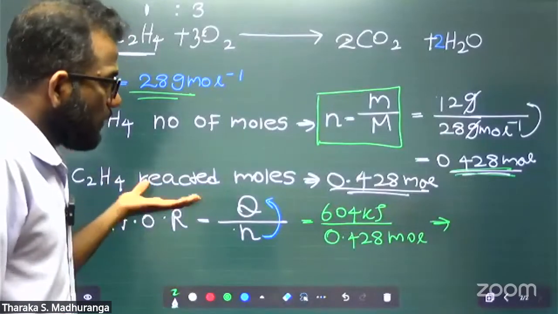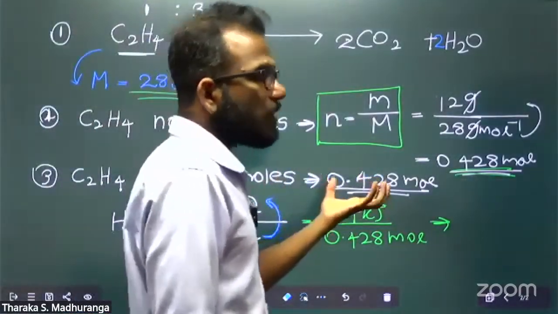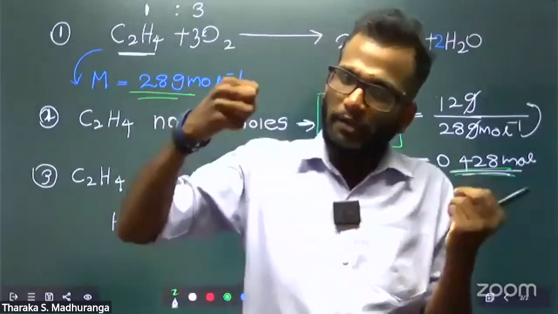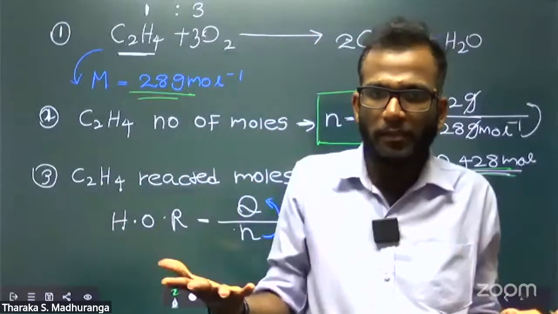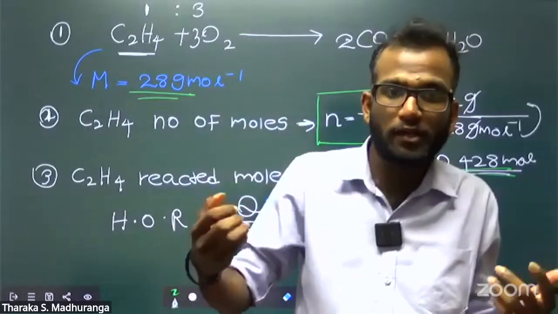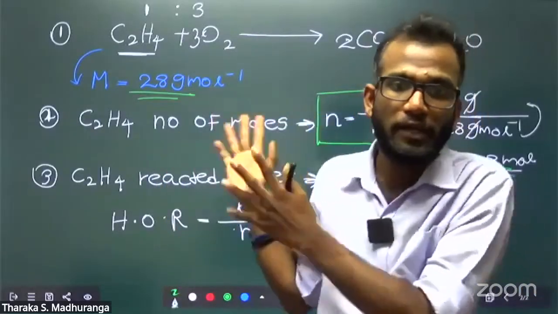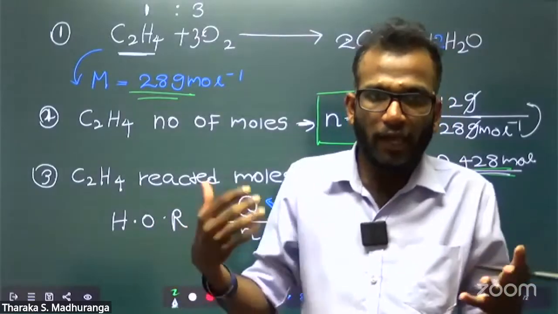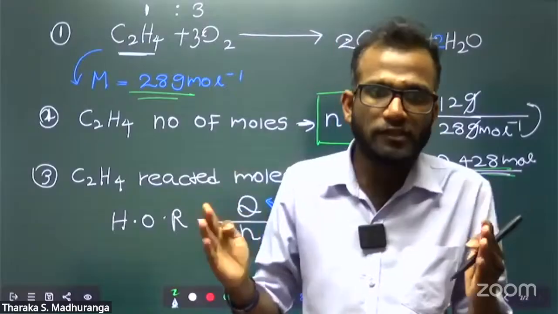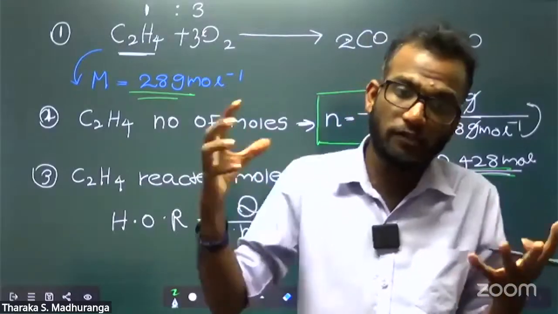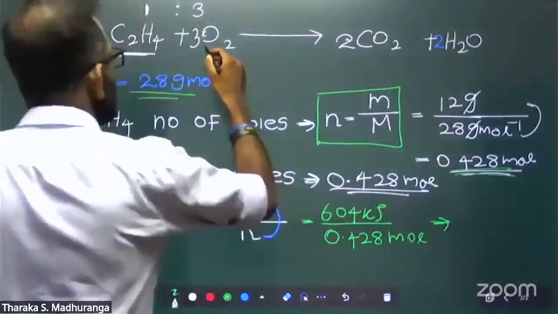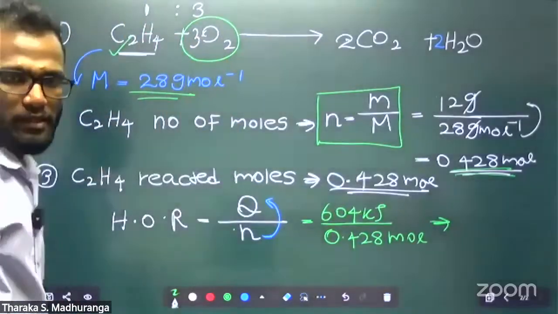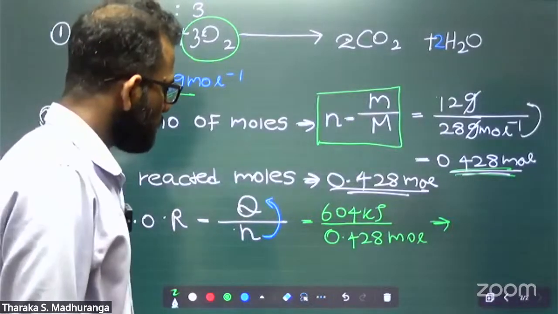Then I found the actually reacted number of moles of ethylene. In combustion, oxygen cannot be limited. If oxygen were limited, this much ethylene could not be burned. Therefore, oxygen is always in excess, and we don't need to consider oxygen. I only consider ethylene.